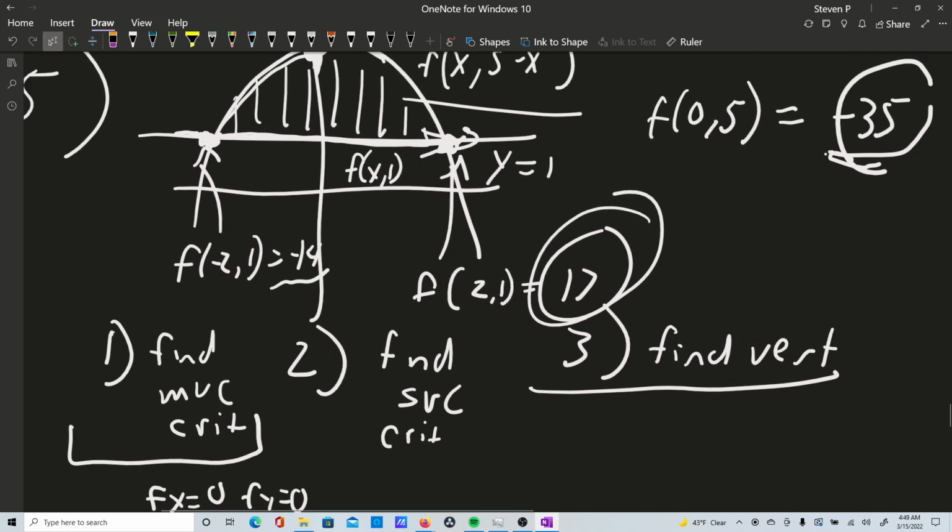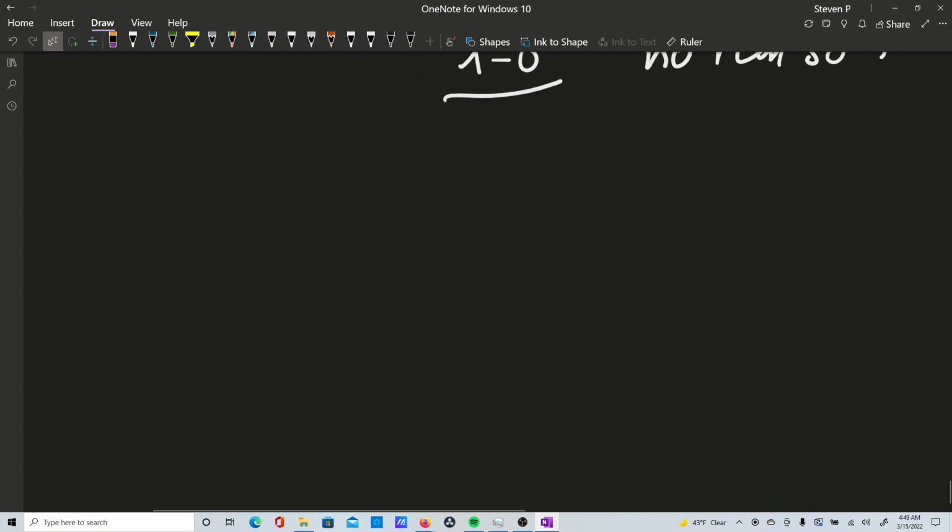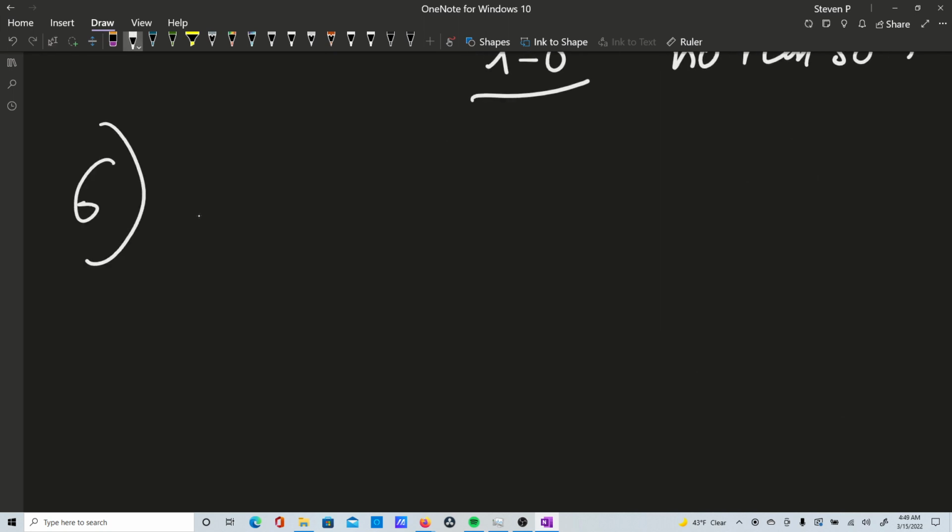This sucks, right? I think this problem is computationally terrible. I don't know why they would choose to put this in the exam. Anyways, now we're getting to the end.